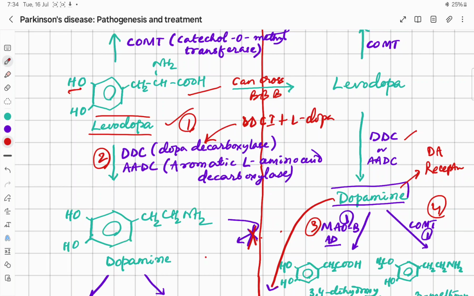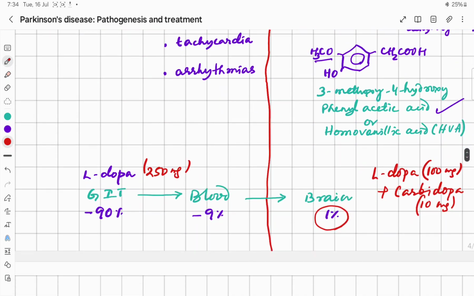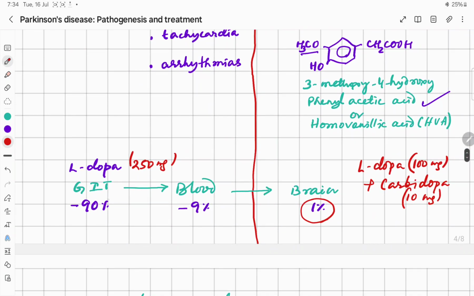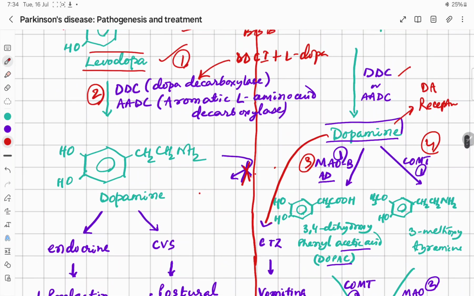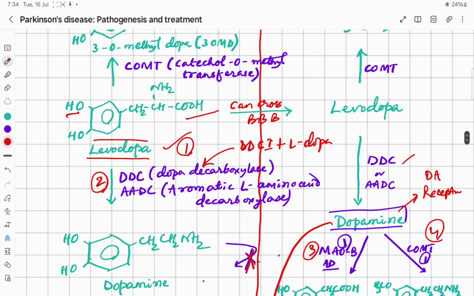So if you see, almost 90% of levodopa is metabolized in the GIT to dopamine, 9% is metabolized in the blood, only 1% reaches the brain. So the levodopa dose is usually 250 mg. So if we can give a dopa decarboxylase inhibitor which will act peripherally, then more amount of levodopa can cross the blood-brain barrier.